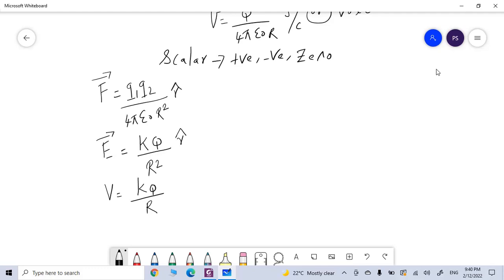Once again, electric field is a vector, so we can put this unit vector symbol r cap. In the next lecture we shall see the relationship between these two quantities, electric field and electric potential, and that's going to be the agenda for our next class.